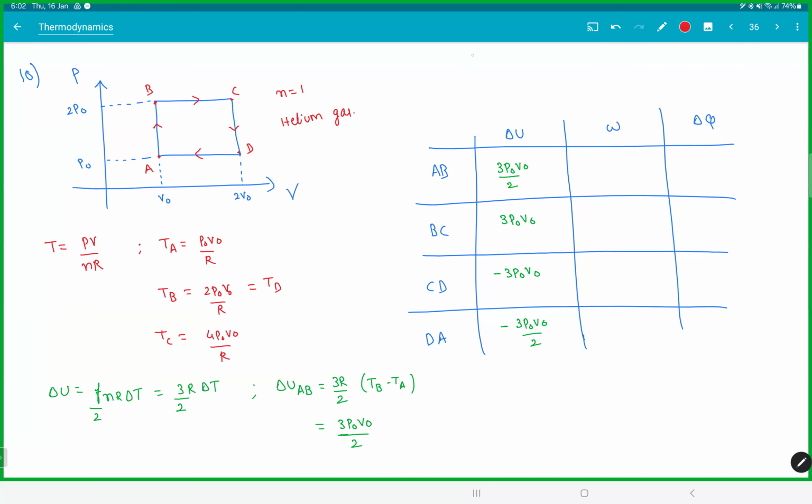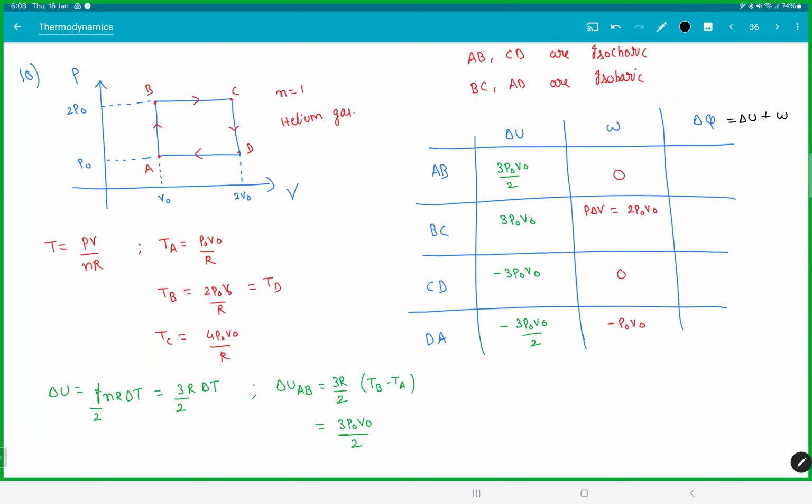Next thing here, you can clearly see AB and CD are isochoric. So therefore, AB work done is 0, CD work done is 0. BC and AD are isobaric. So I can use P delta V, which is 2 P naught V naught, and this one is minus P naught V naught because the volume is decreasing. Once you got this, it is done. Delta Q is nothing but delta U plus W.